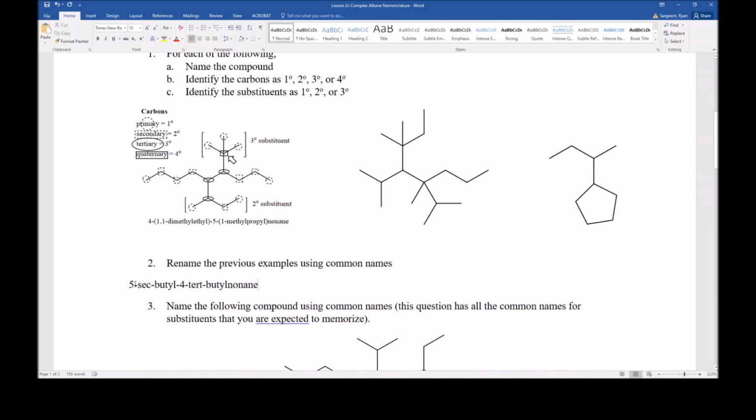And so this is the first one. The first one was 5-sec-butyl, or S-butyl, whichever you want to call it. And if you're writing it, you don't have to italicize it. But since I'm typing it, and it'll bug me if I don't, I'm going to go ahead and italicize that.